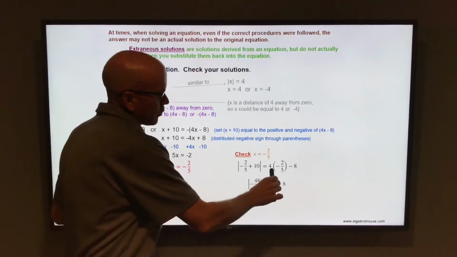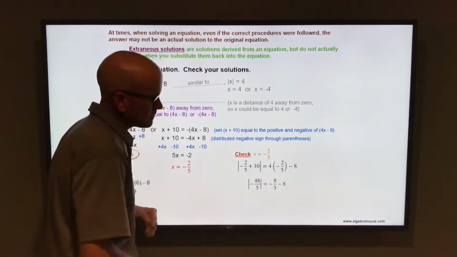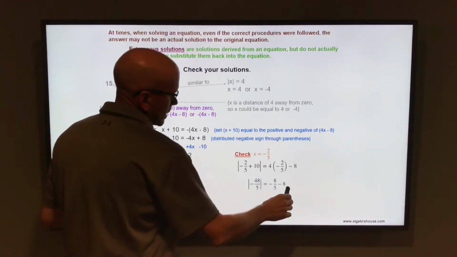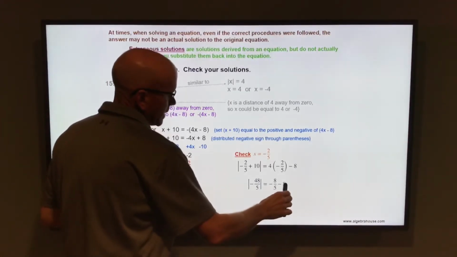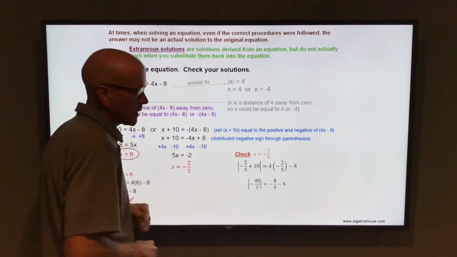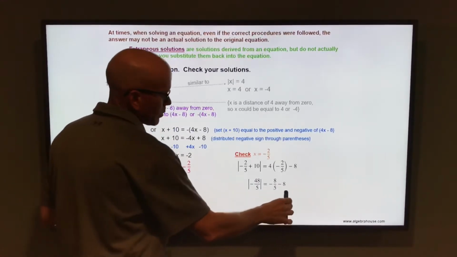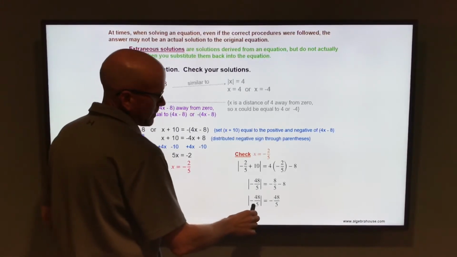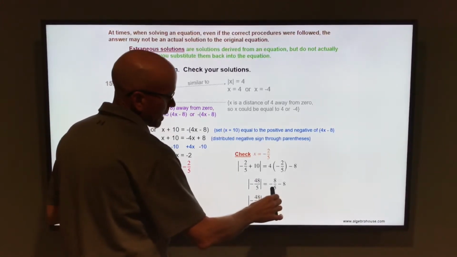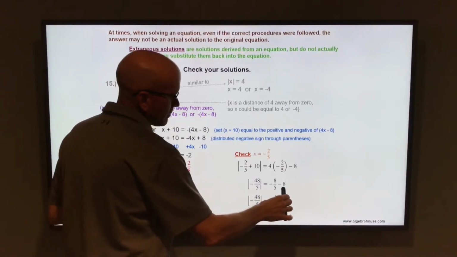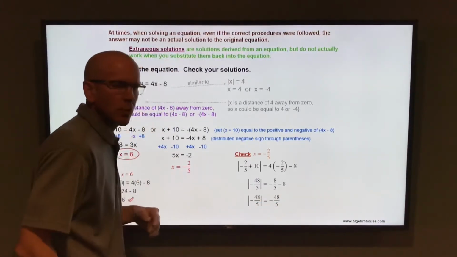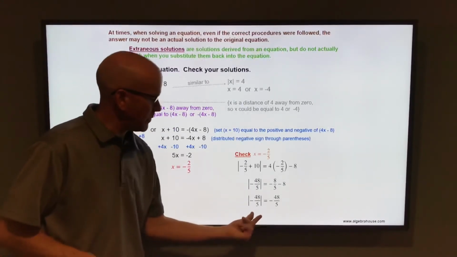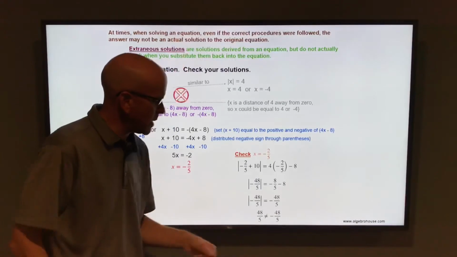On the right, I said 4 times negative 2/5 would be negative 8/5. So negative 8/5 minus 8, again, I would get a common denominator there. I would change that negative 8 to actually be negative 40 over 5. The common denominator with those is 5. So we have the absolute value of negative 48/5. Back here, this is negative 8/5 minus 40/5. That's going to be negative 48/5. Or again, your calculator could do all the hard work for you. The absolute value of negative 48/5, that's positive 48/5.